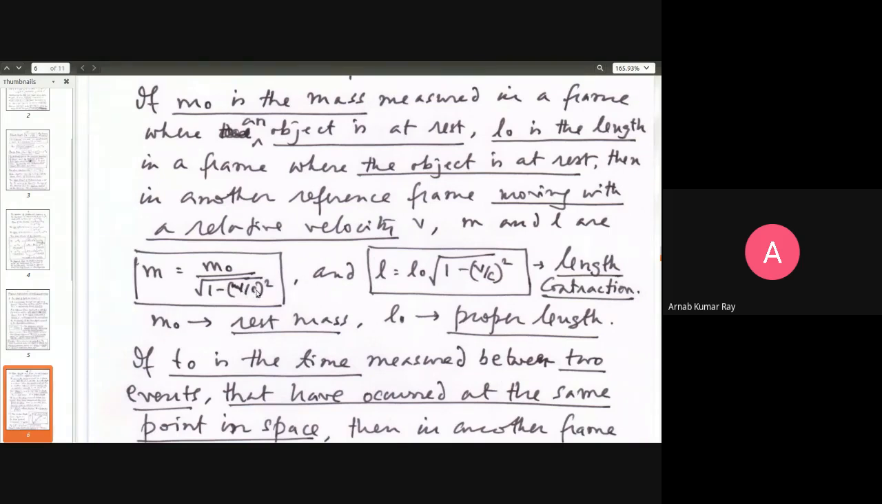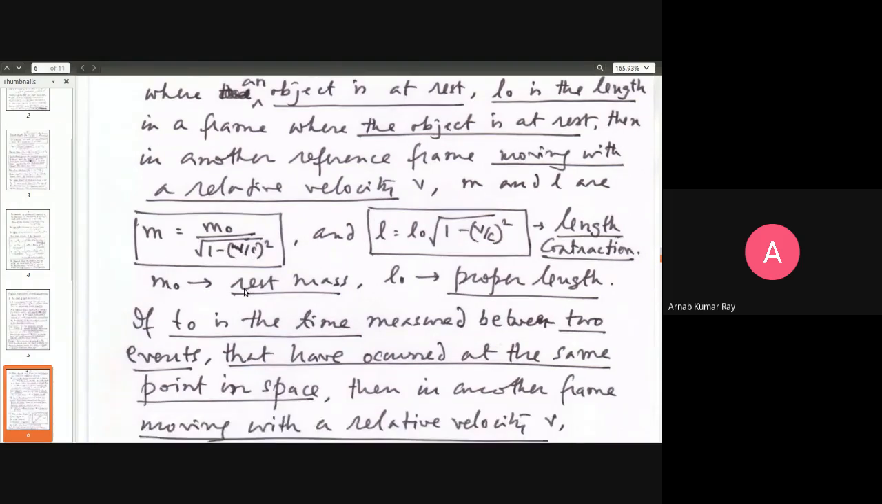Notice one very important point over here from this formula. V can never be greater than c. We always keep saying that no speed can exceed the speed of light. This is why we say that. V can never be greater than c.